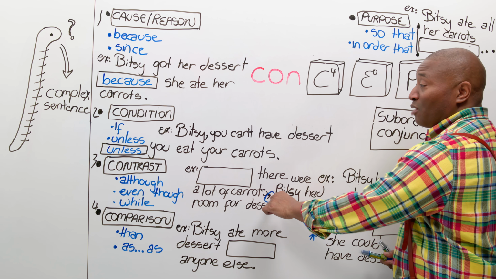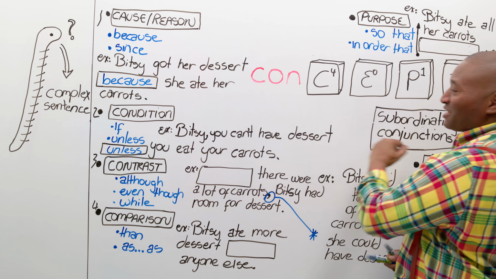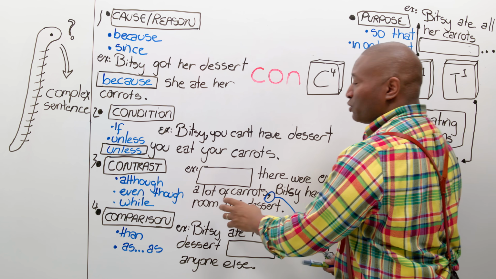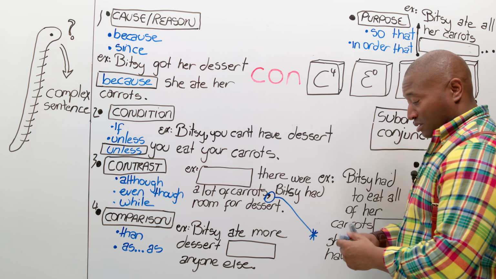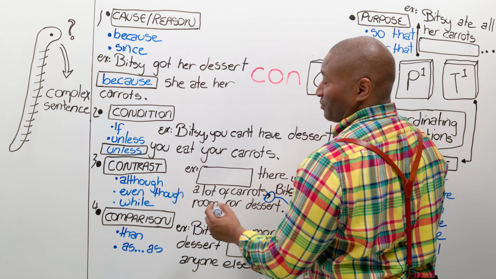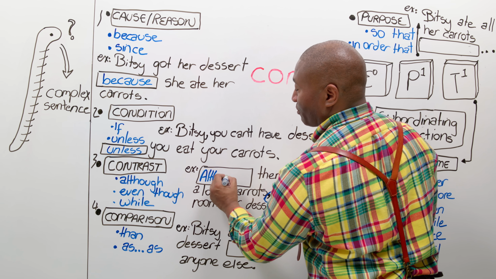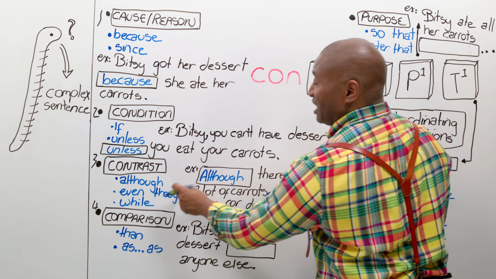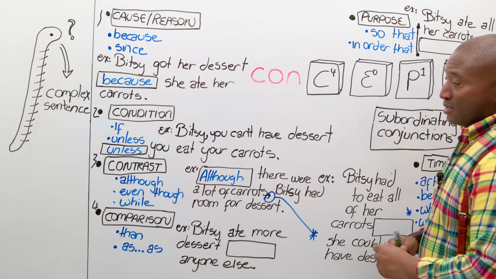So whenever you see a comma and one of these subordinating conjunctions at the front, you'll know that this is the extra information and the real information is here. And the one we're going to use right now is this, although. You could also use even though here. That would work as well, of the three that are here.